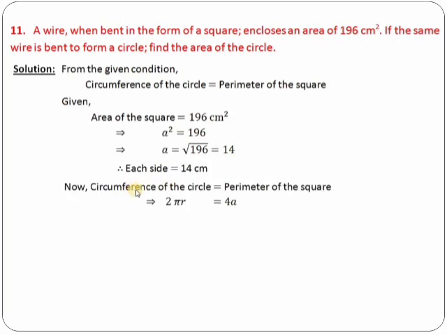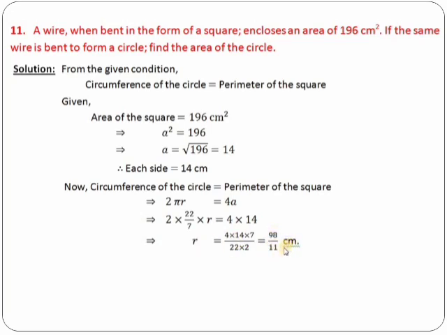So if each side of the square is 14, then the circumference is equal to the perimeter. The formula for circumference is 2 pi r and the perimeter formula is 4a. Now let's put the value. 2 times pi, which is 22 by 7, times r, we don't know the radius, so the radius is r itself, equals 4a, and a is 14. Bring the 7 here, 2 and 22 go to the denominator, and when you simplify this it becomes 98 by 11. So the radius is 98 by 11 centimeter.